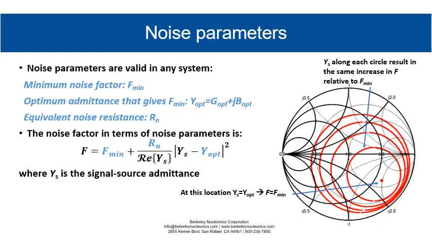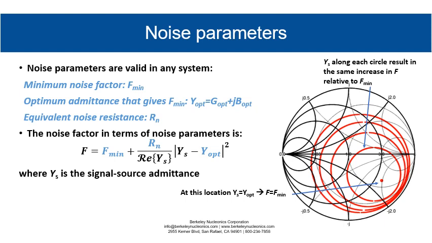When noise parameters are known, the noise factor is known, and the impact of the signal source on the noise factor is also known. The equation on this slide demonstrates the relationship between the noise factor and the noise parameters. The signal source admittance is denoted as Ys on this slide.